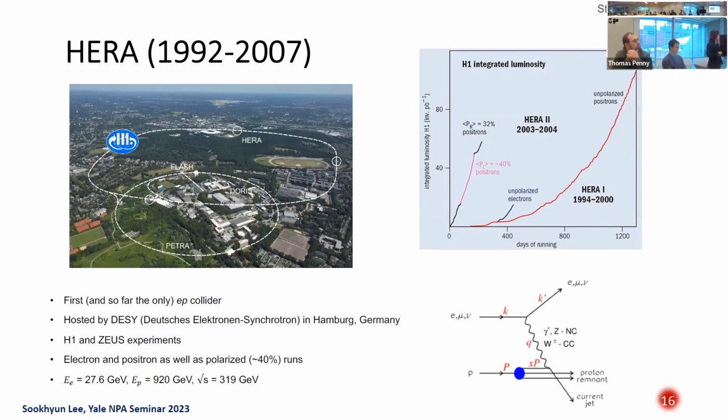So how did they actually measure the parton distribution functions for quarks and gluons? This is the legend of the previous plot. The global analysis that they did used mostly the data coming from HERA. HERA is so far the first and only ep collider. It's hosted by DESY in Hamburg, Germany. They had 2 experiments, one in the north, H1, and one in the south, ZEUS. And they had 2 periods: in the first, HERA 1, they had unpolarized electrons, and in HERA 2, they also had polarized ones.